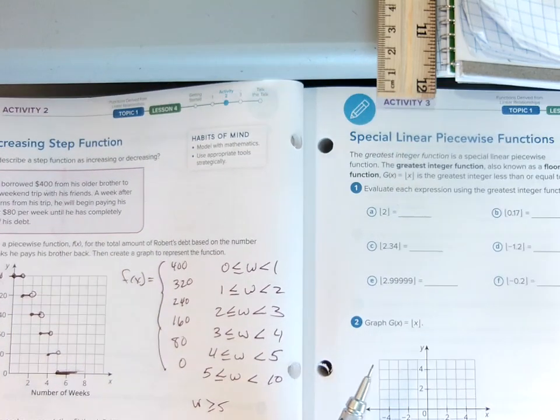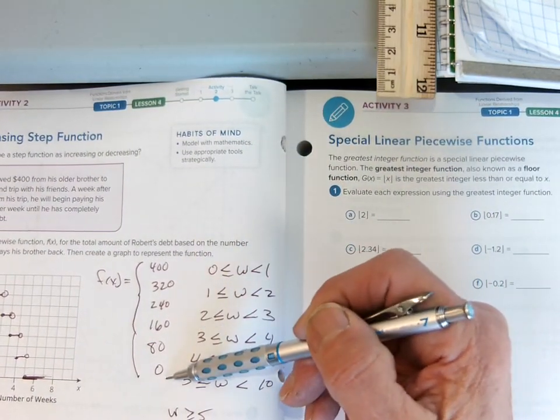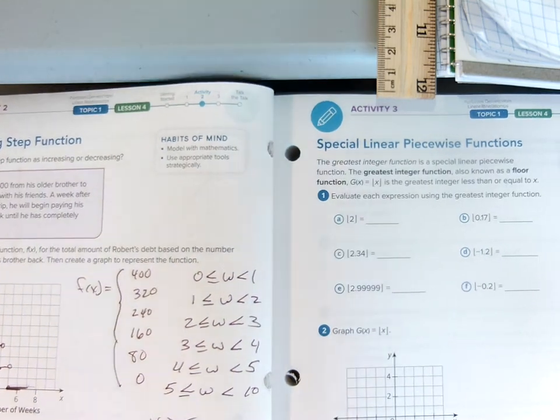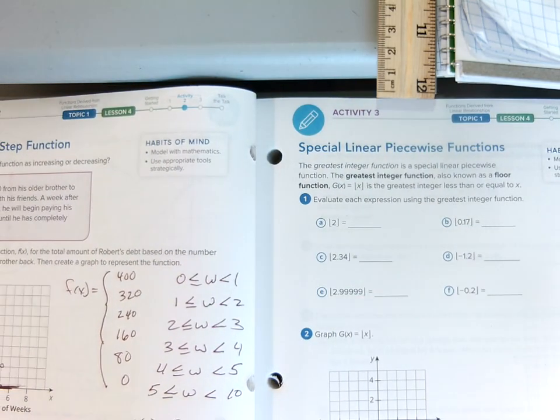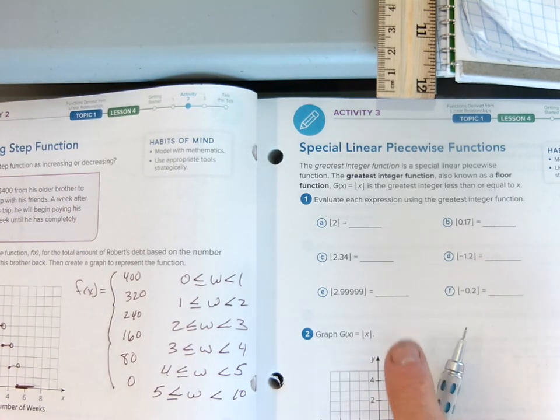Okay, so it's a step function. We put all of the heights, all the y values, no x's because it's a horizontal line, and we put what weeks they qualify in. Is it a function? Yes. And what kind of function is it? It's a step function. Okay, so that's all I had.